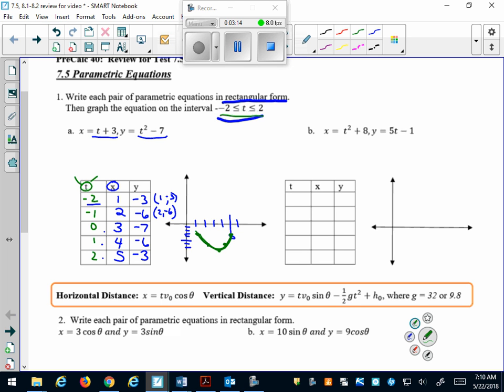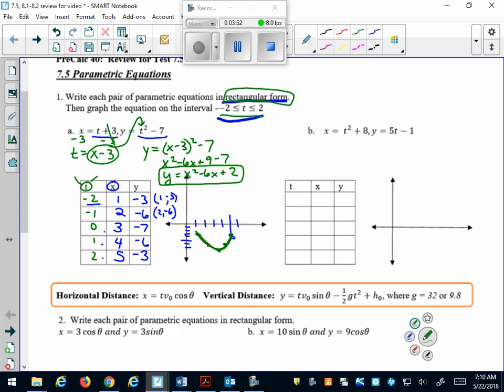Okay? Now, the other thing we were supposed to do is write this in rectangular form. That is when you solve the x equation for t. So you're going to subtract 3 from both sides to get t by itself, and t equals x minus 3. Once you have what t equals, you plug it in to the y equation. You get y equals (x minus 3) squared minus 7. Don't forget you have to FOIL this out so you get your middle term. And it's x squared minus 6x plus 2. And that's your final rectangular form of your equation.